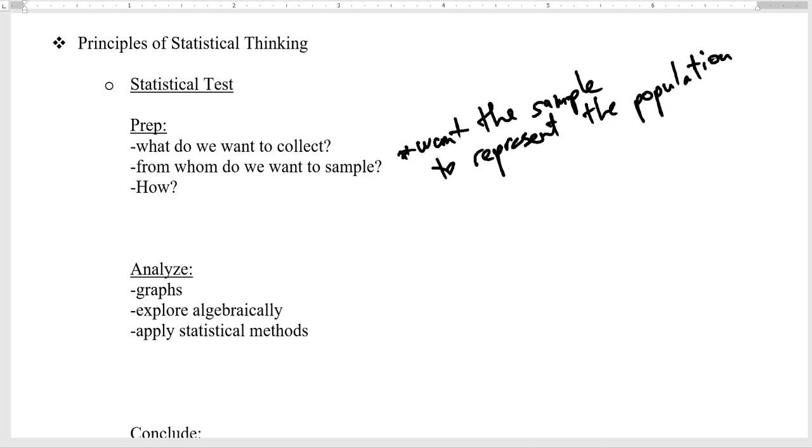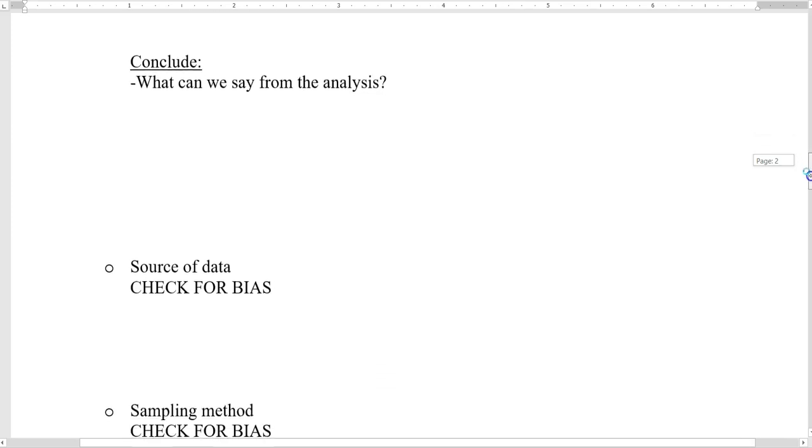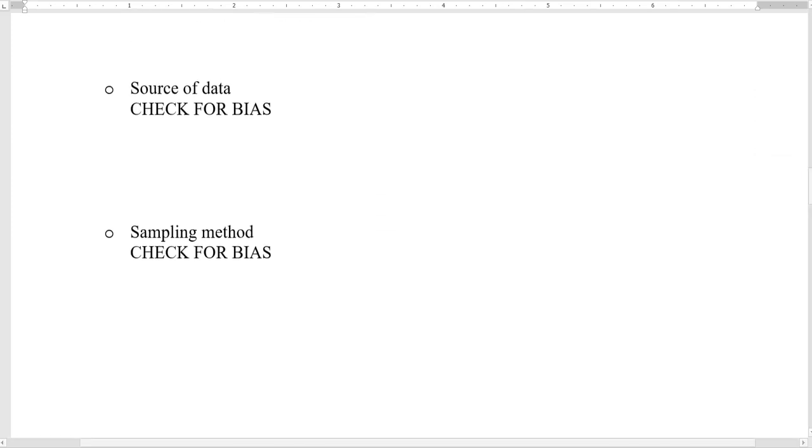And then last, after we have all that data, we write our conclusion. We look at this and ask, what can we say from this analysis? What is it we can actually say? Okay. Keep in mind the source of data, check for bias, right?